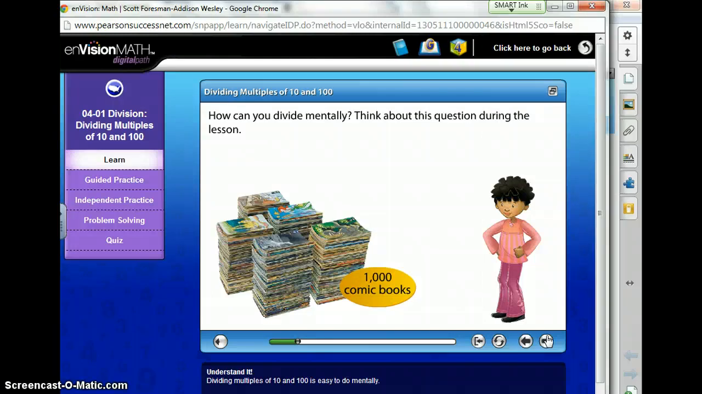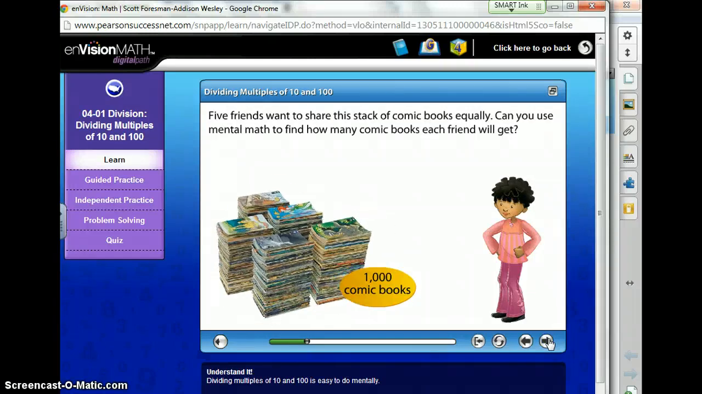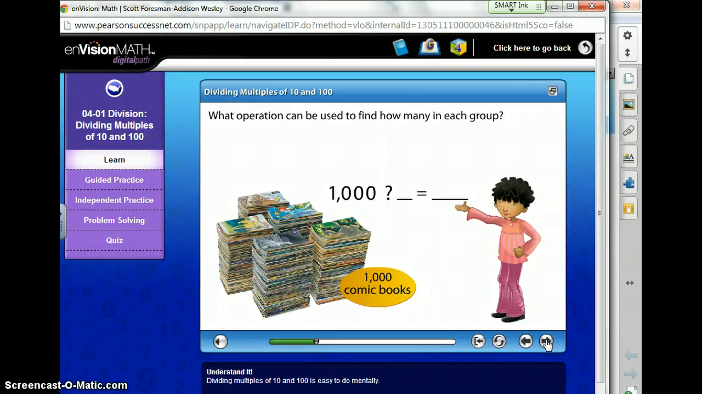This is our question. We have a stack of 1,000 comic books to start out with, and 5 friends want to share that huge stack. So we want to divide that into 5 equal parts. Can we use mental math to find out how many comic books each friend will get? Yes, we can do that. What operation do you think we're going to use to find how many in each group? Aiden?